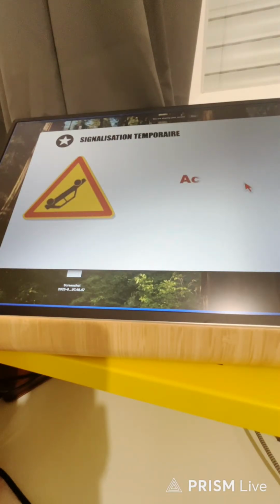So when you see this panel, it means there is an accident on the road. This is the panel that they use to describe an accident. It's not necessary that the car tumbled, but it is to tell you that there is an accident on the road, so you have to slow down.